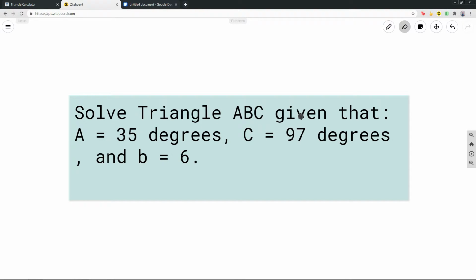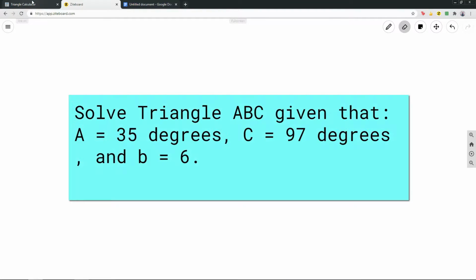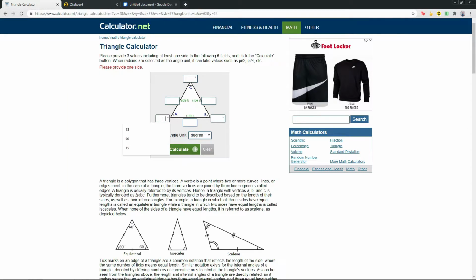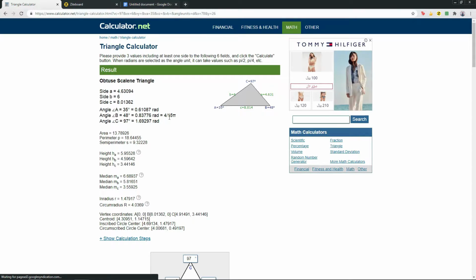Solve triangle ABC given that angle A is 35 degrees, angle C is 97 degrees, and side B is 6 units. So, again, just simply input the values in the correct blanks. Angle A is 35 degrees. Angle C is 97 degrees. And side B is 6 units. There. Once you press calculate, you're gonna find the values that you need.